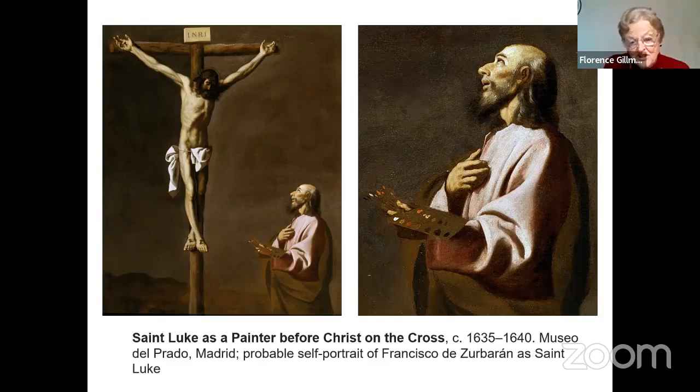Now, there's legendary stuff in Christianity that has no historical basis, but it somehow survived in some circles that Luke was a painter. There's even a legend that Luke painted the Virgin Mary and the child Jesus. Well, anyway, picking up on that legend, Zurbaran puts Luke into a painting of Jesus on the cross, which is now in the Prado, and which gives us some insight into what he looked like himself.